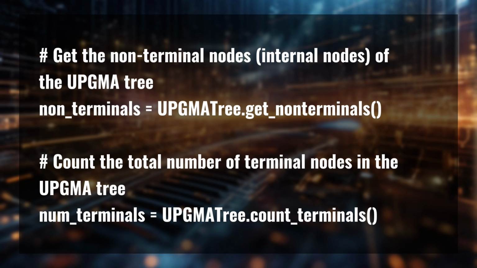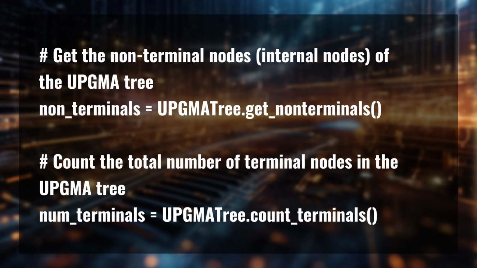For this, the next Python code counts the total number of terminal nodes in the UPGMA tree, for which we are giving a variable named num underscore terminals equals to UPGMA tree dot count terminal. Count terminal is a predefined function. It will automatically count terminals for you. See how easy people have made life for you by giving you some functions already predefined. This line counts and stores the total number of terminal nodes, the leaves, in the UPGMA tree.